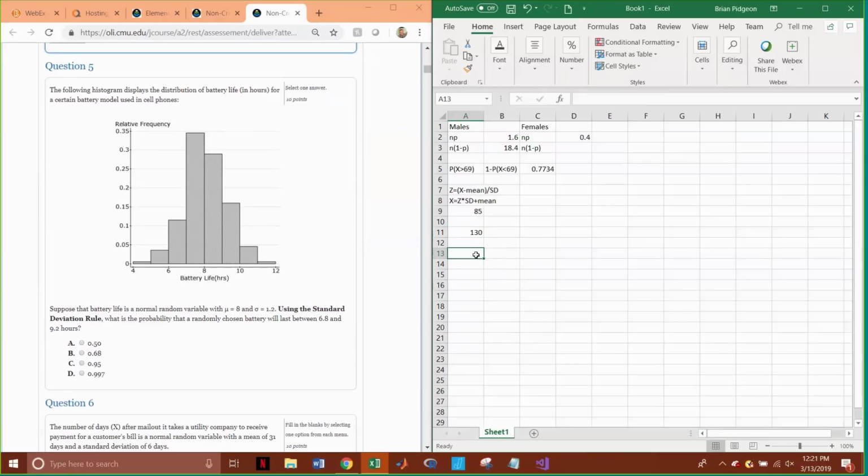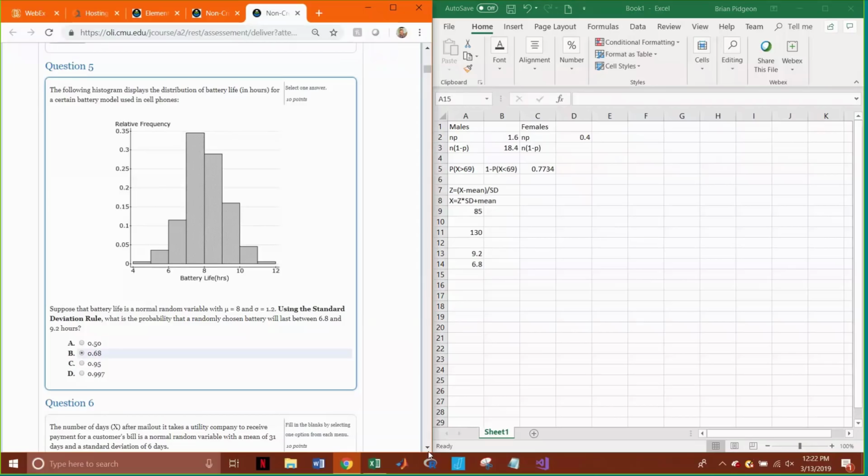8's our mean, so that's our center. So if we just look at, say, 8 plus 1.2, oh, there's 9.2. And let's do 8 minus 1.2, 8 minus 1 standard deviation, and we get 6.8. So those are the values that we're looking at. So we've gone 1 standard deviation away from the mean in this situation, which, according to the standard deviation rule, tells us that's where 68% of our data lies.